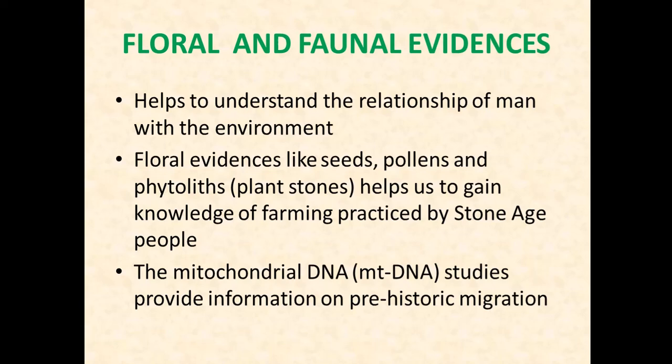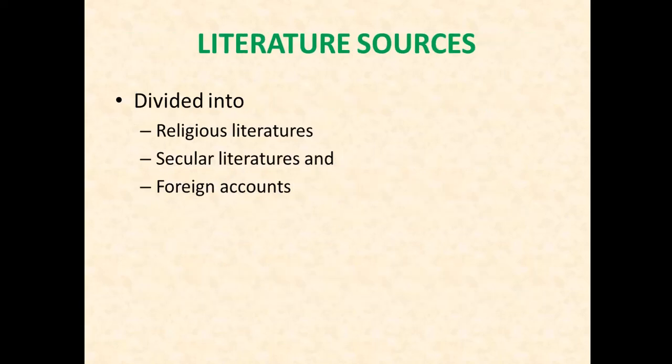It is very useful to understand the relationship of man with the environment. Floral evidences include seeds, pollens, and phytoliths, which help one to gain knowledge of farming practiced by Stone Age people. Mitochondrial DNA studies provide information on prehistoric migration. Literary sources are again broadly divided into religious literatures, secular literatures and foreign accounts.